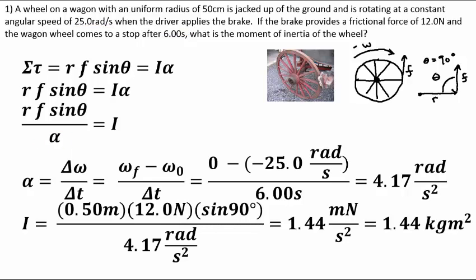If we go ahead and plug this all into our equation that we found up here, we're going to find a half meter times 12 newtons times 1 divided by the 4.17 radians per second squared is going to equal 1.44 newton meters per second squared. We can solve those units down a little bit to get 1.44 kilograms meter squared.